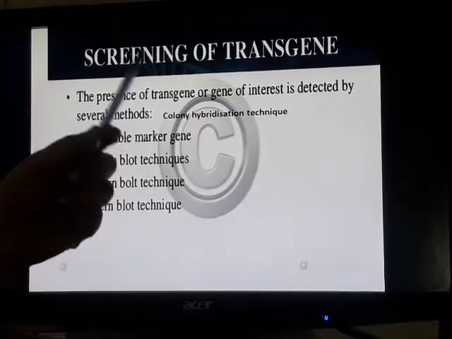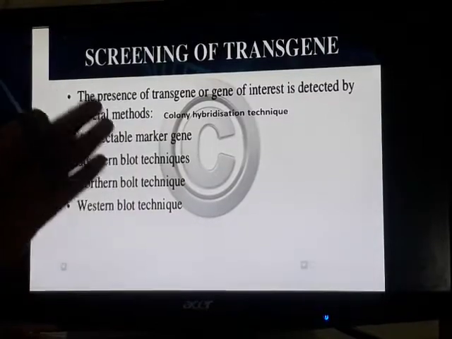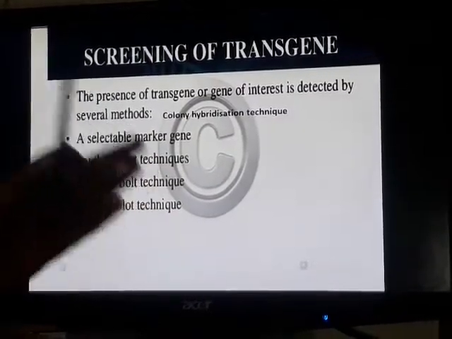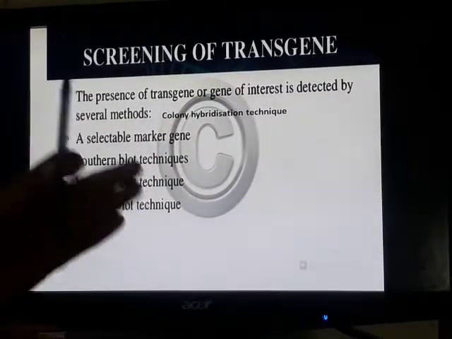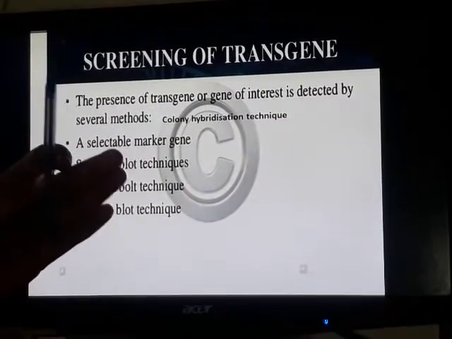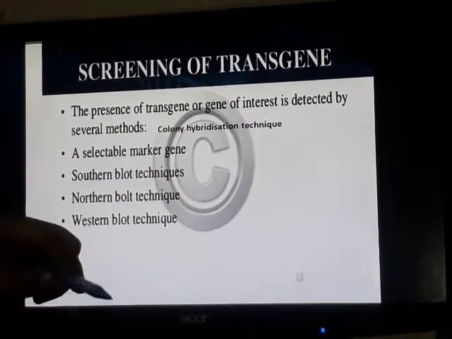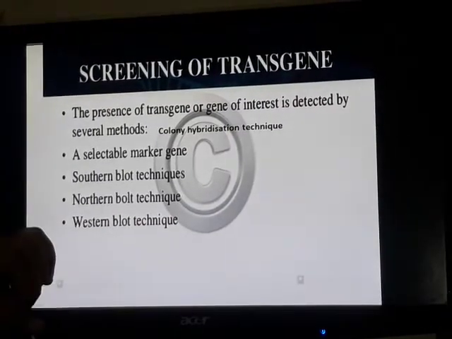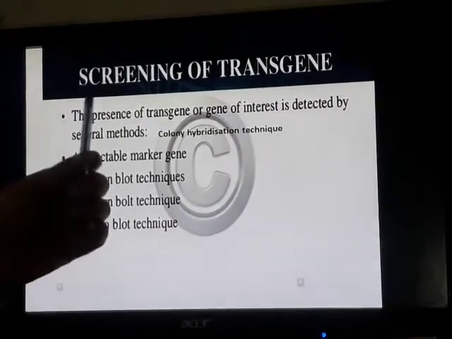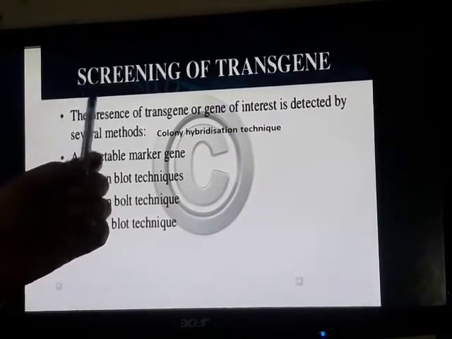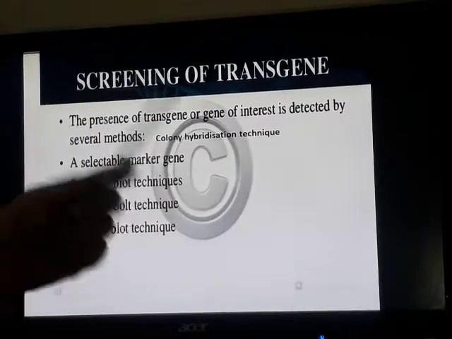So among a huge population, suppose you are doing this particular experiment with the bacterial cells. You can't see 1,000 cells. You can't recognize which are the transformed cells and which are not, which are transgenic and which are not transgenic. So you have to do the next method, which is called screening of transgenic.